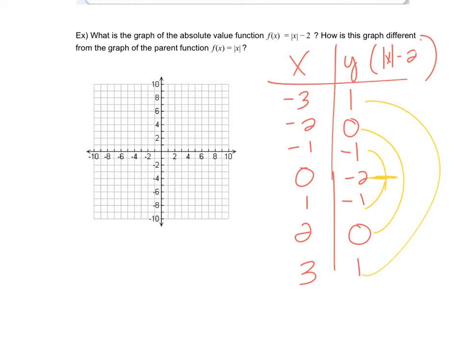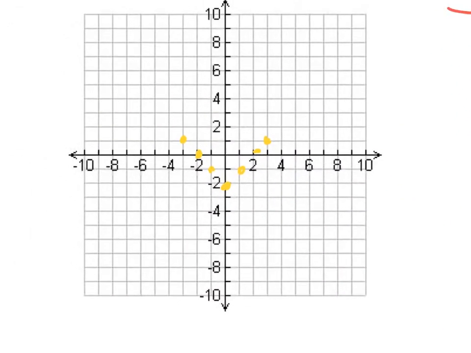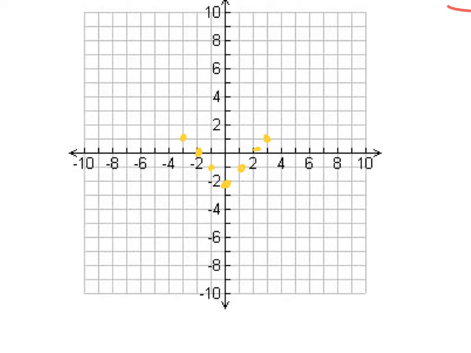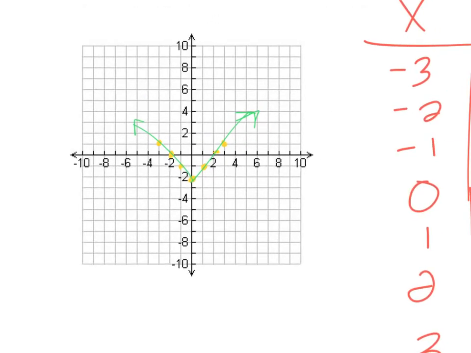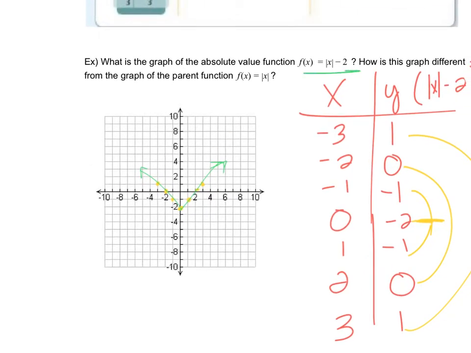So let's go ahead and graph these. So you've got -3, 1; -2, 0; -1, -1; 0, -2; 1, -1; 2, 0; and 3, 1. And as you can see, this makes a perfect V shape. So let's go ahead and connect. And it has arrows because they go on forever, so don't forget that part. And there is the graph of f of x equals the absolute value of x minus 2.